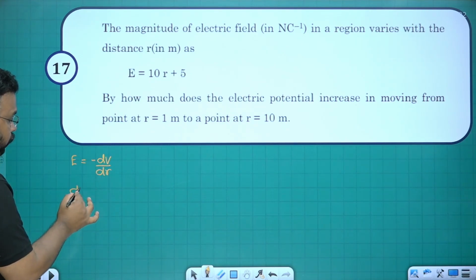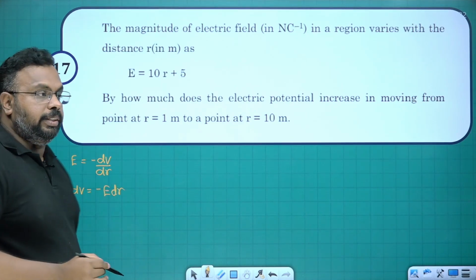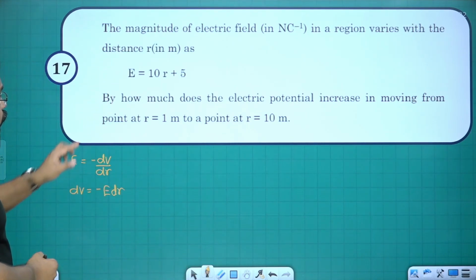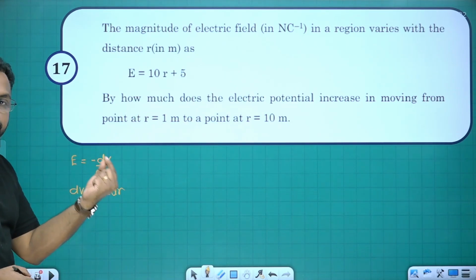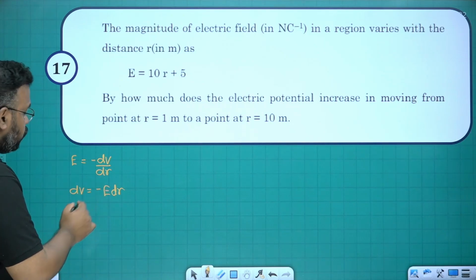That means dV is equal to what? Minus E dr. This is a relation. Now we need potential, from where to where? 1 to r. This is dV, small potential. So how do we find the potential difference from r equal to 1 meter to 10 meter?